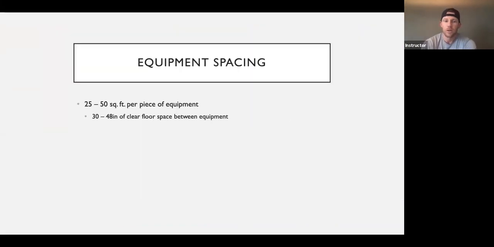Equipment spacing. So again, 25 to 50 square feet per piece of equipment, giving that much room for your equipment. 30 to 48 inches of clear floor space between equipment. Okay. So between your machines, ideally, you want some space around your area, just for safety reasons, grabbing plates, grabbing weights, things like that.